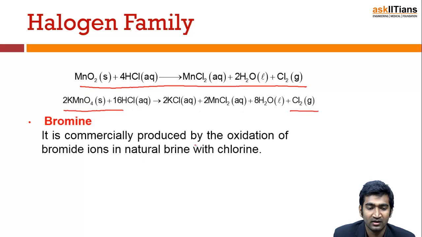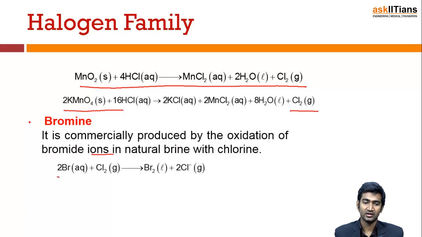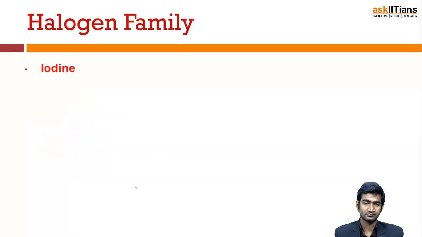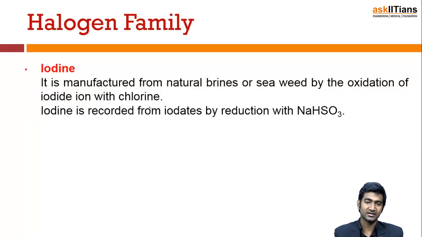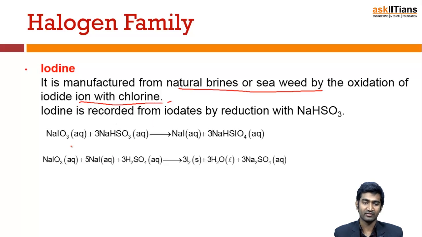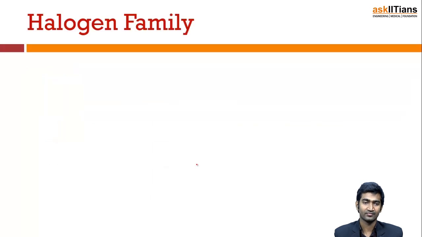Next, bromine. Bromine is commercially produced by the oxidation of bromide ions, like this. Here my bromide ions are getting oxidized and Br2 is getting formed. Iodine, if I talk about iodine, it is manufactured from the natural brine of seawater weed by oxidation of the iodide ion with chlorine. Again, this type of reaction. This is sodium iodate, NaIO3. So here I am getting I2 produced.